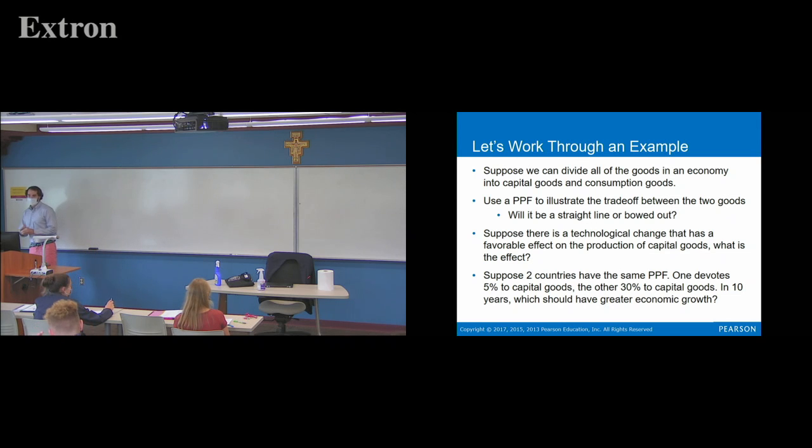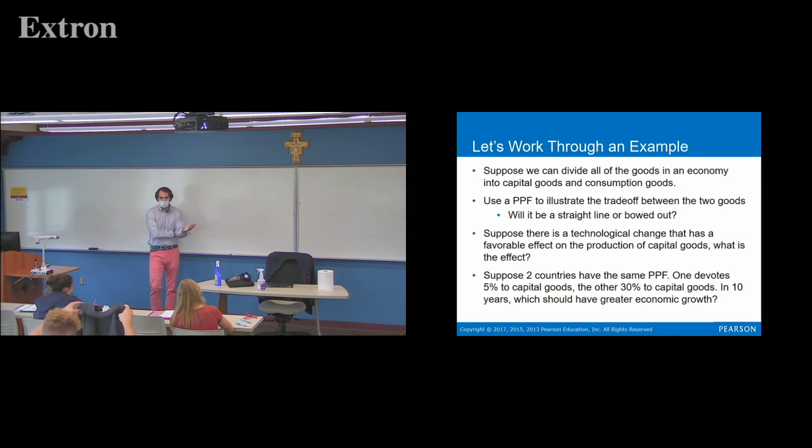So let's say we divide all the goods in an economy into two types of goods: capital goods and consumption goods. Capital goods are the stuff we use to make final consumer goods. So it's like the equipment that plants use, the machinery they use, stuff like that. And then consumption goods, obviously, the stuff we buy and we use.